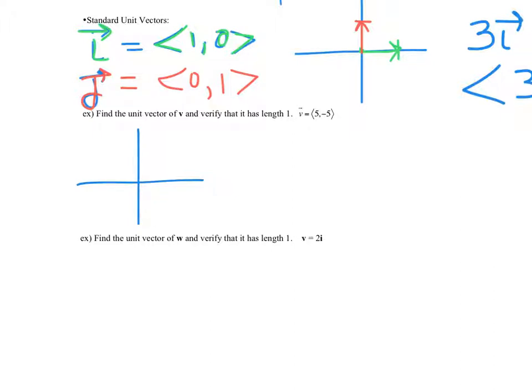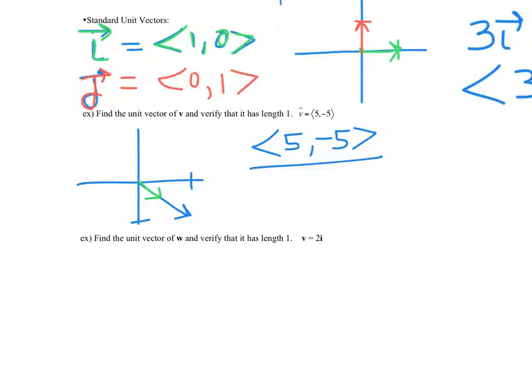How funny, I drew it wrong here. Oh, okay. So it goes to 5 and then negative 5. So it's over here, right? And that's definitely not a unit vector, because a unit vector only has a length of 1. But we're going to find its unit vector. So its unit vector is to take 5, negative 5, and divide it by its magnitude.